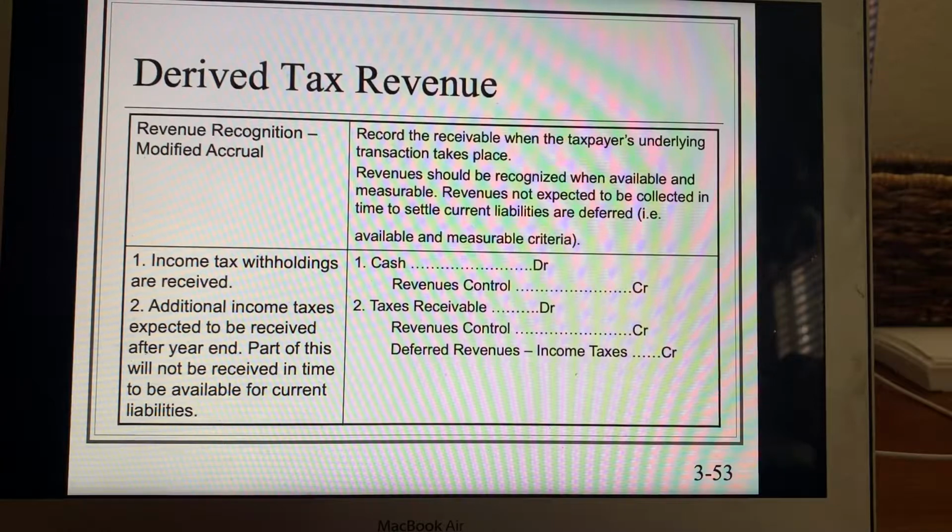Additional income tax expected to be received after year end. Part of this will not be received in time to be available for current liability. So tax is receivable, so we put it into a receivable. It's still an asset. So this goes into revenue control as a credit, and then deferred revenue income tax as a credit as well. Okay.